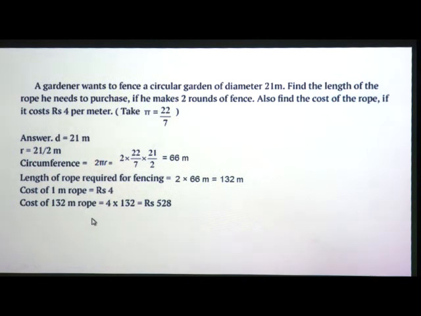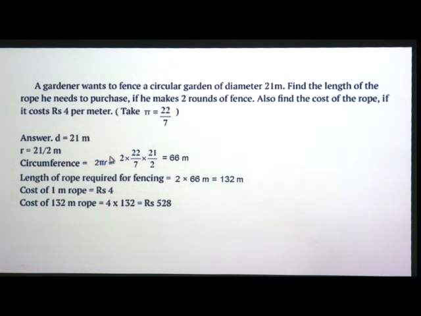Again I will repeat, 528 rupees is required to make 2 rounds of fence for the given circular garden. So, this much money I have to pay to purchase the rope. Then I can make 2 rounds of fence for the given garden, that is, the 21 meter diameter garden. So, this will be the cost required. This is the cost of the rope which we had to find out in the given question.